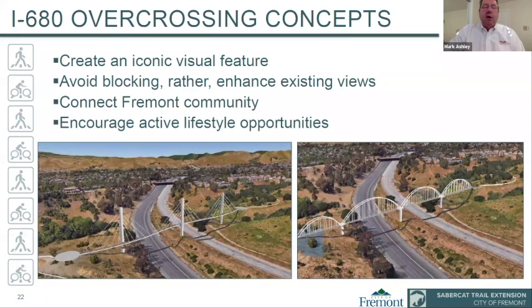Next. And once again, out of the scoping report, here are a couple of graphics showing two possible bridge types for spanning 680. It is a wide freeway, so there are going to be some long spans required that may require some special type of structures. That's something we'll be studying.